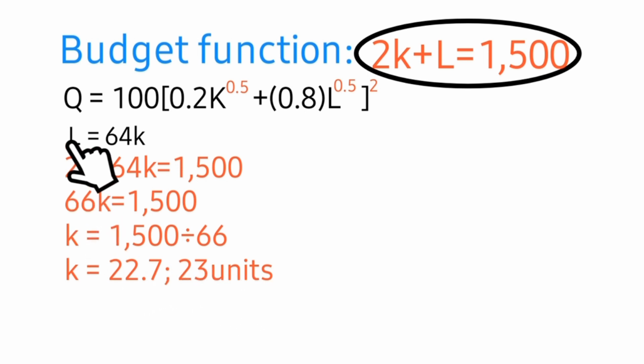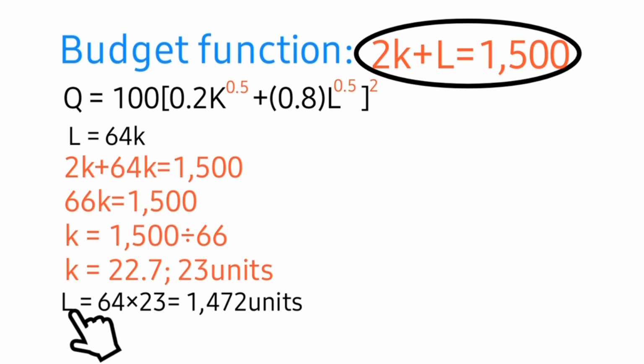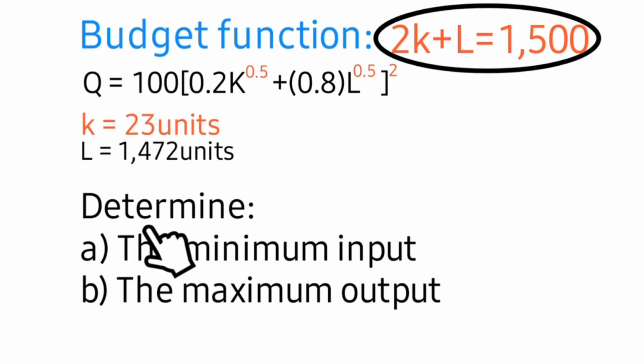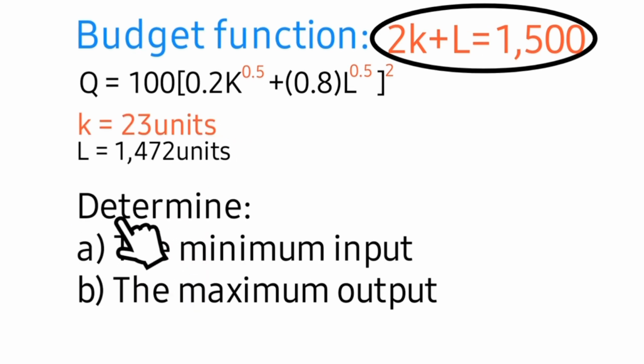Remember, we got the value for the labor input to be 64K. Since we now have the value for K, which is 23 units, we'll substitute 23 into the equation here. Our labor value will be 64 times K. With the K value we got, 23, that gives 1,472 units. So we succeeded in answering part A of the question, which said determine the optimal input. Remember, K is the capital input and L is the labor input.